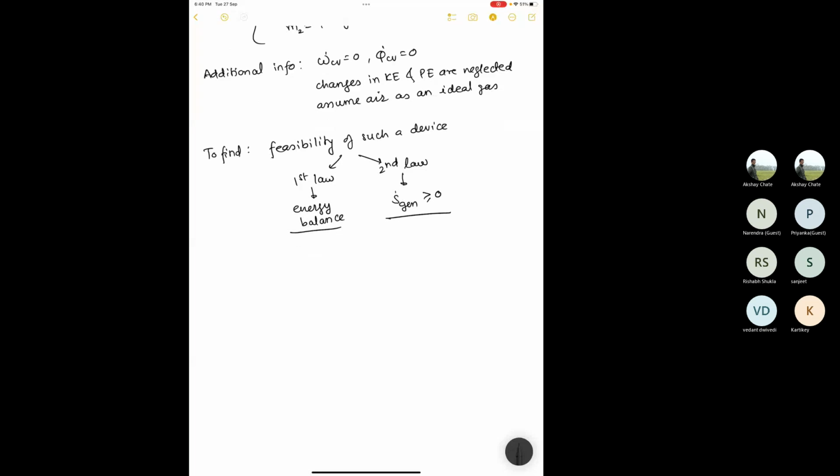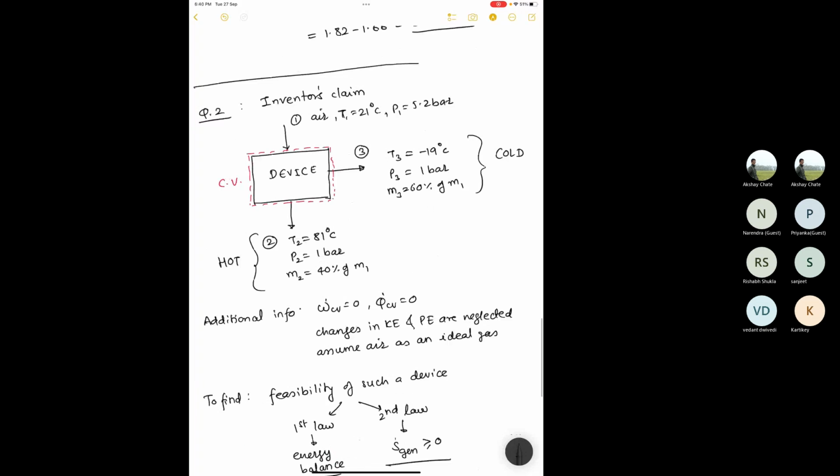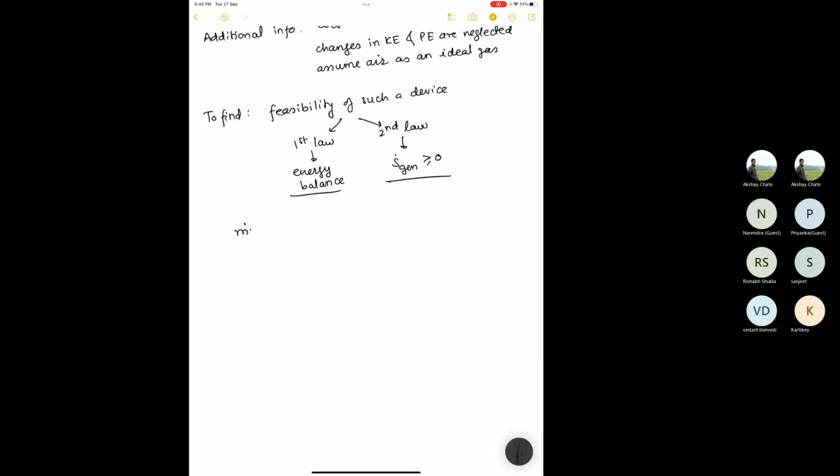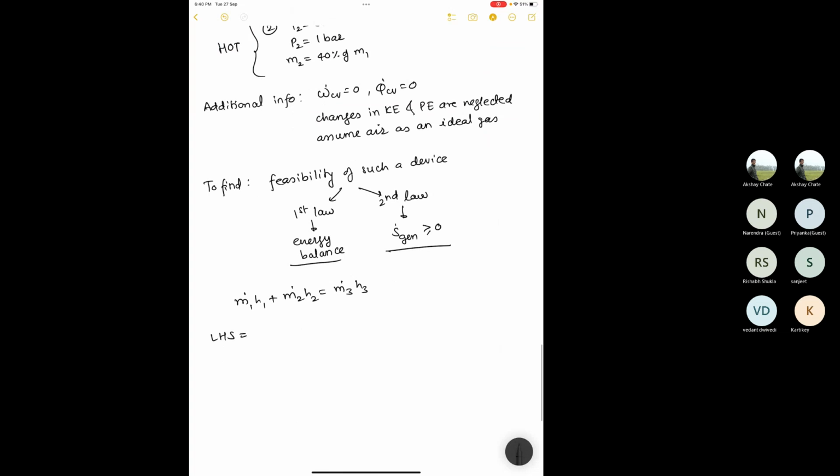Now first, the energy balance is easy to verify. It will be similar to what we did in the last question: m dot 1 h1 should be equal to m dot 2 h2 plus m dot 3 h3. The subscripts will change in this problem. Basically 2 and 3 are your exit streams and 1 is your inlet. So it will be this way.